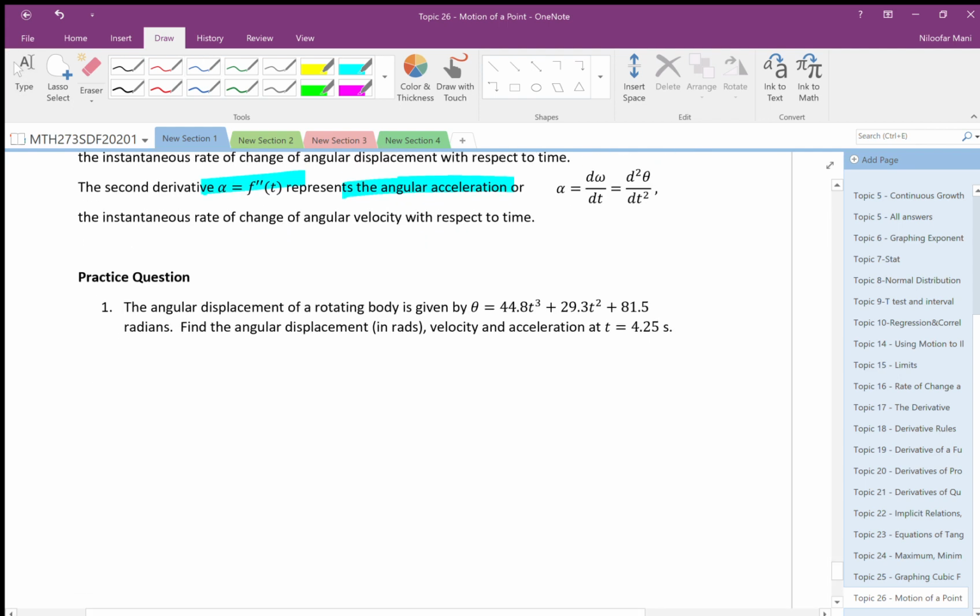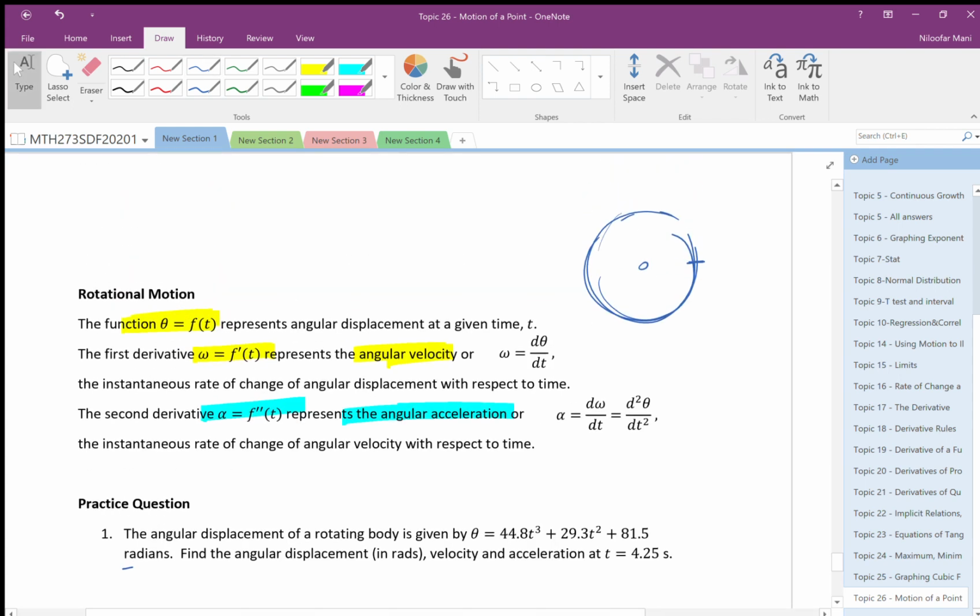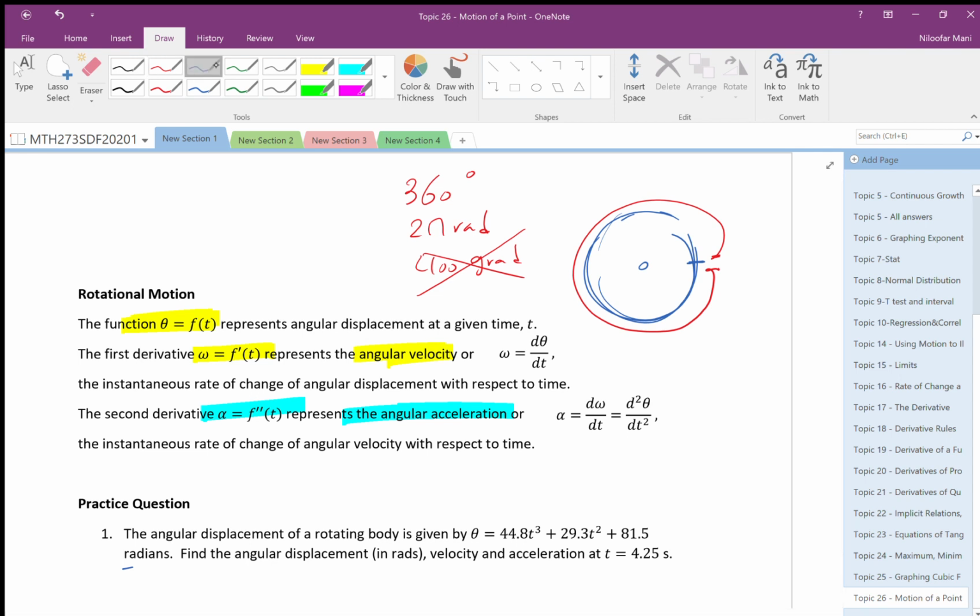The angular displacement of a rotating body, something like a wheel rotating around a circle, is given by that theta, and it's in radian. Maybe I can make it more clear: when I start from here and reach the same point, I go 360 degrees, or 2 pi radian, or 400 gradian. But you don't see gradian. We used to do radian and degree, but we removed them from the lesson, but still we can do this question.